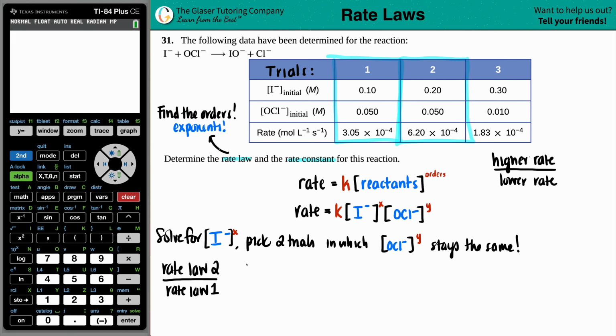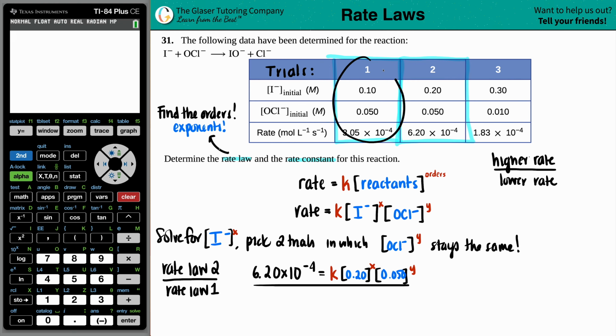So let's do it. Let's do rate law 2. We're going to follow this formula. The rate for number 2 is 6.20 times 10 to the negative 4th equals the rate constant, which we don't know, K, times the concentration of the two reactants. I'll put I minus first. In trial 2, I minus is 0.20, raised to the x, but I'll do that in a little bit. The OCl minus is 0.05, raised to the y. And this is now all divided by rate law number 1.